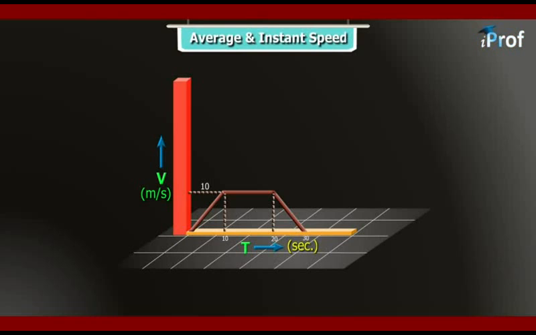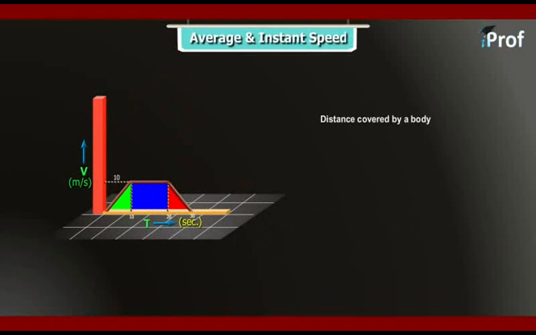This is a triangle. What is the area of this triangle? Half base into height. So half into 10 into 10 is this area. What is the area of this rectangle? This is 10 into 10, so this is 100. Once again, what is the area of this triangle? Half into 10 into 10. So what is the distance covered? Distance covered by the body in 30 seconds is equal to this area A1 plus this area A2 plus this area A3.